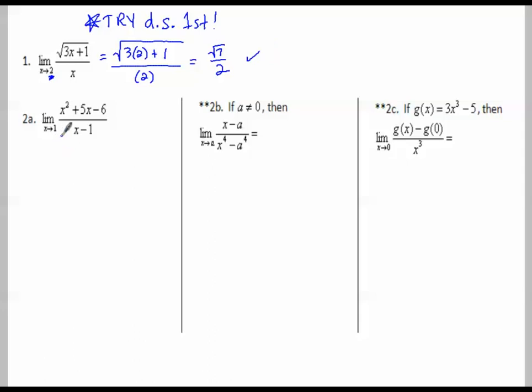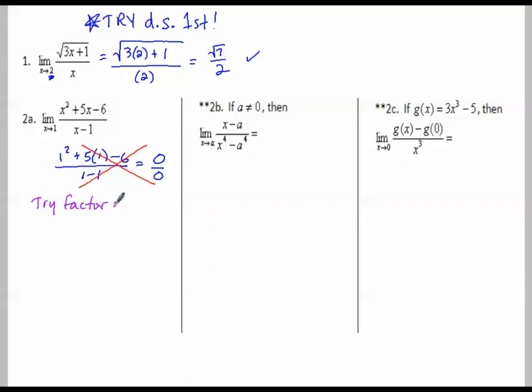Second problem, I'm going to try direct substitution here. 1 squared plus 5 times 1 minus 6 over 1 minus 1. I get 0 on top, I get 0 on the bottom. That is indeterminate. I cannot use direct substitution when I get that indeterminate form. So let's try one of our other strategies. Going down the list, I see factoring comes next. So let's try to factor.